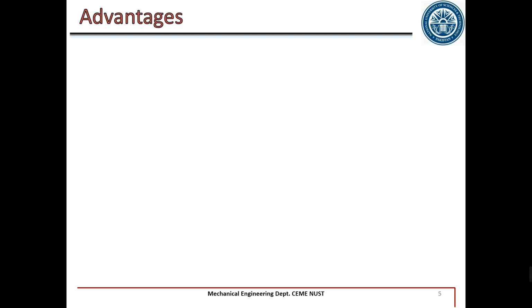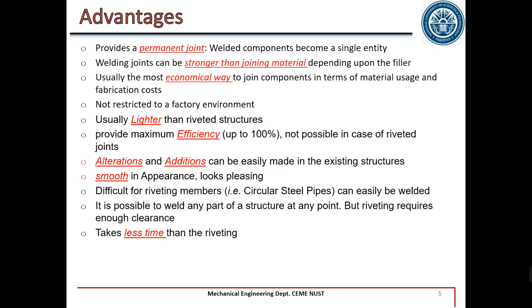Like any other process, we have some advantages and disadvantages of the welding process, and here we are comparing the welding process with other fastening methods, which are either fasteners, nuts and bolts, or rivets. The main advantage is that it is a permanent joint. It is usually stronger than the material. Welded joints are usually stronger. It is a more economical way to join.